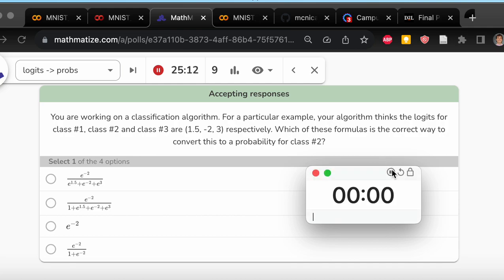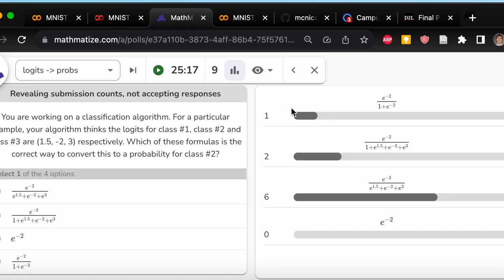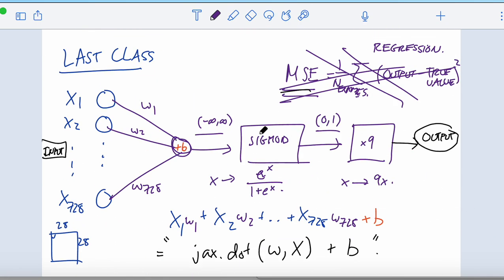Okay, let's take a look at what you said. What do people vote for? All right. One vote in this one, e to the negative 2 over 1 plus e to the negative 2. That is exactly the sigmoid function, right? And that is exactly what we did before. If you only have one number and you want to convert it into a probability, you can just apply the sigmoid. So if you only have 2 classes and you just have one number and you want to know how likely or unlikely it is, that's exactly applying the sigmoid function. That's converting negative infinity, infinity to 0, 1.